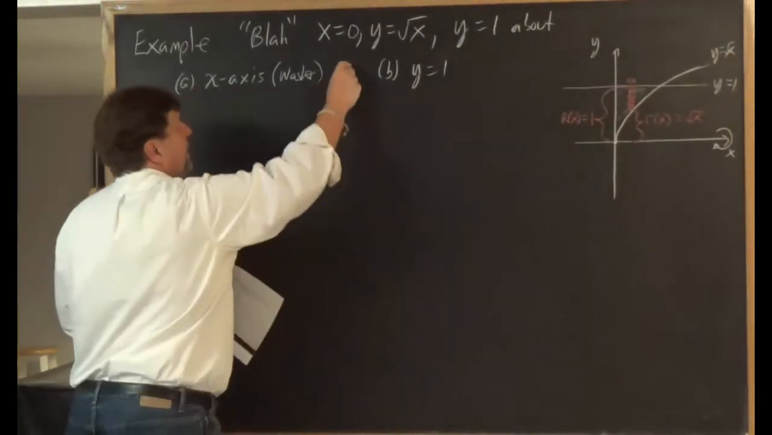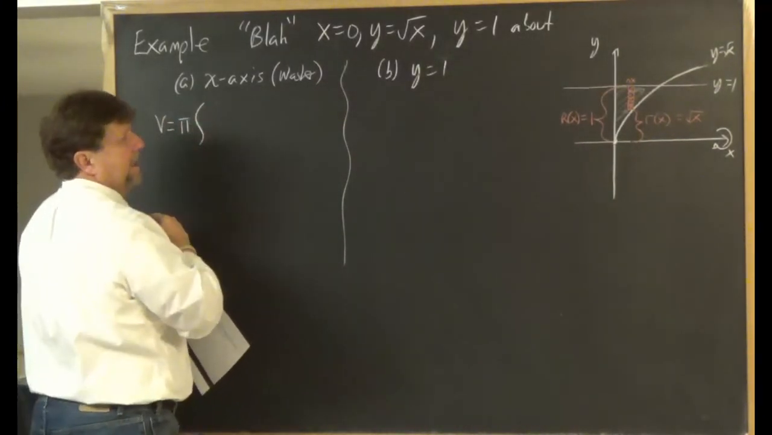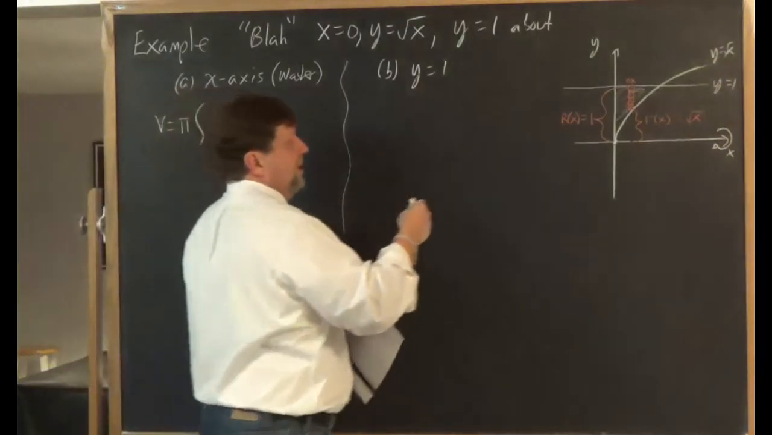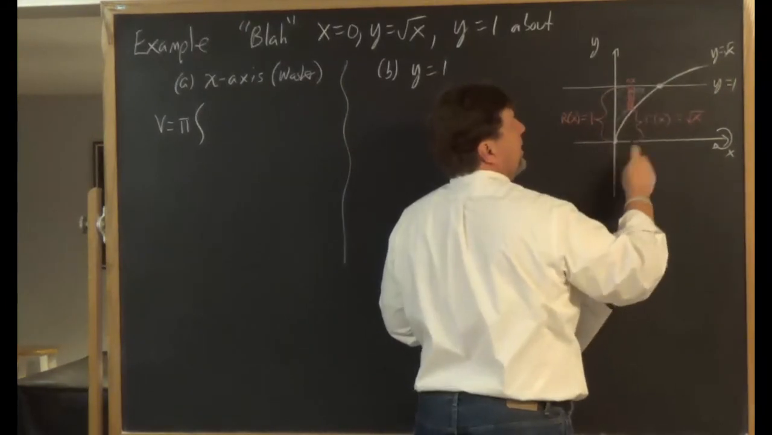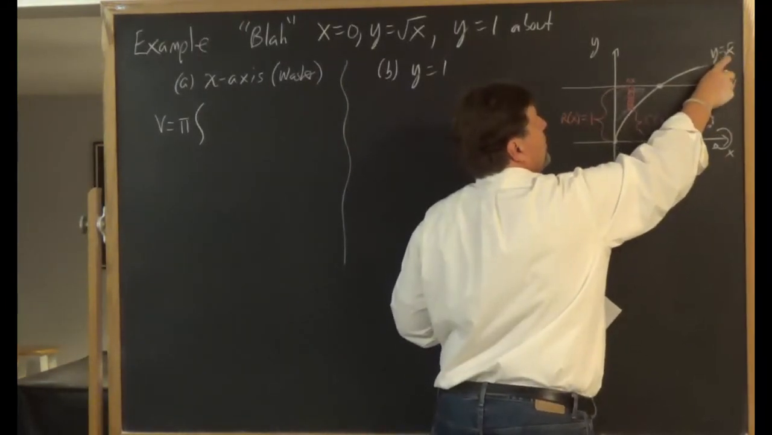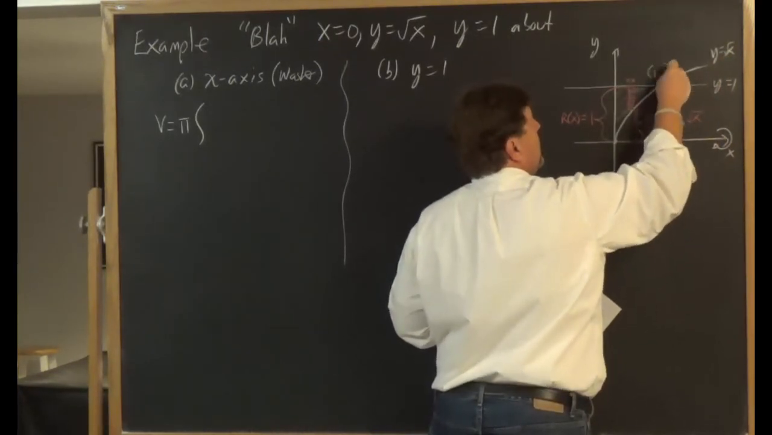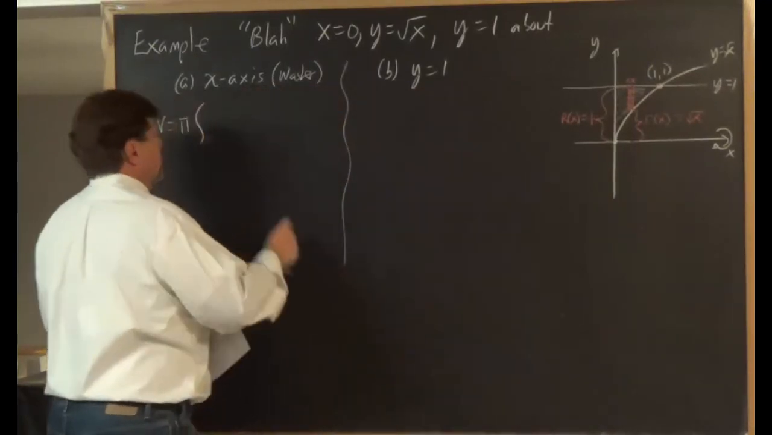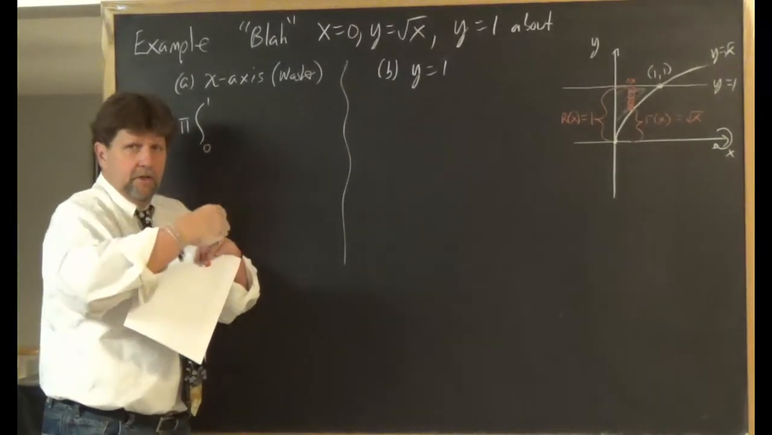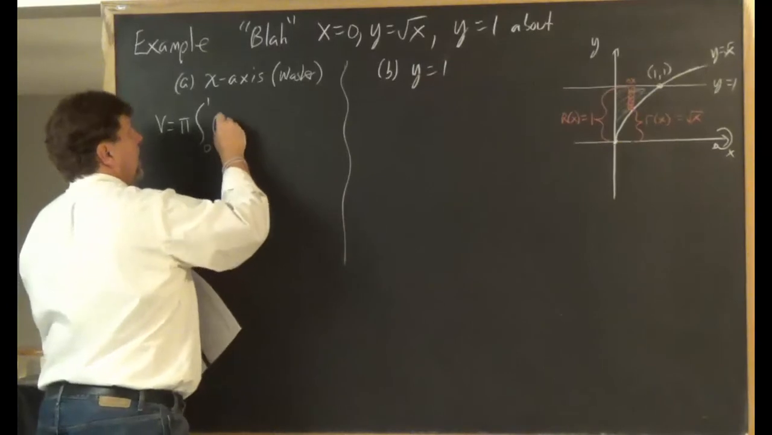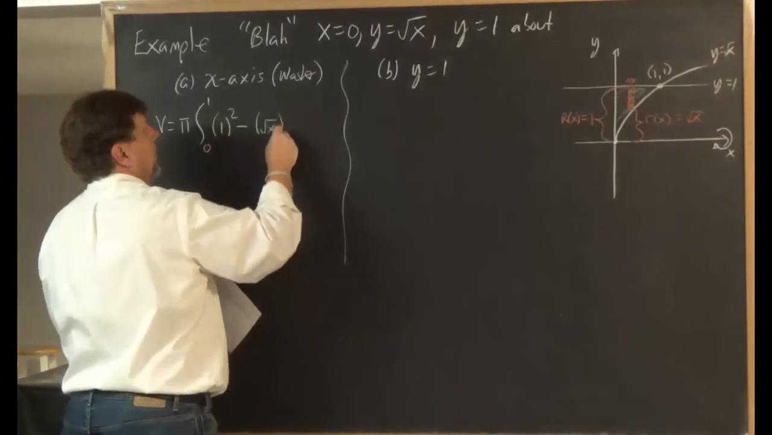So for part A, using the washer method, the volume is pi times the integral, and my limits of integration, lower limit is 0. It's easy to determine what the x value here is. We know y is 1, square root of 1, 1. So x is also 1. So my limits of integration are 0 to 1. Big R of x squared, big R of x is 1, minus little r of x, which is square root of x squared.